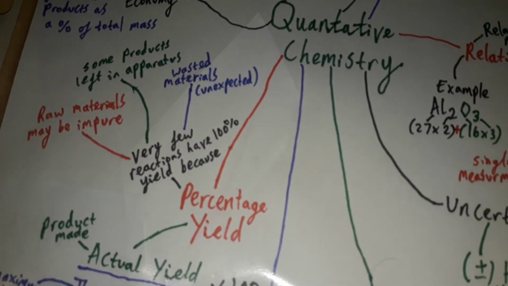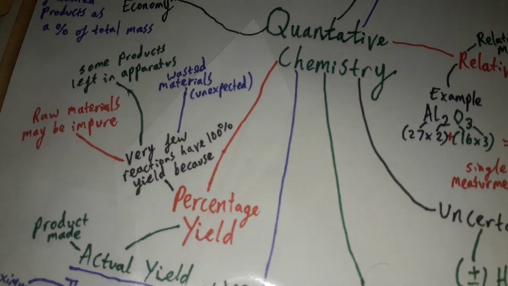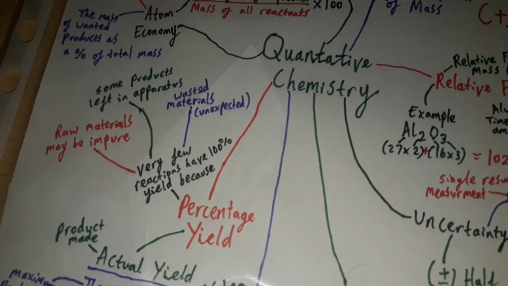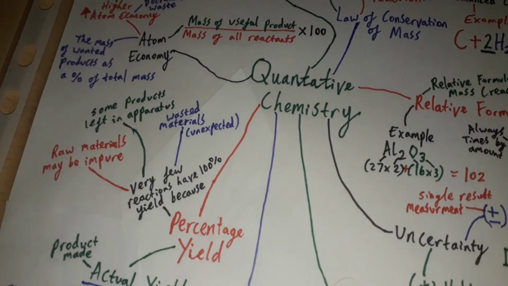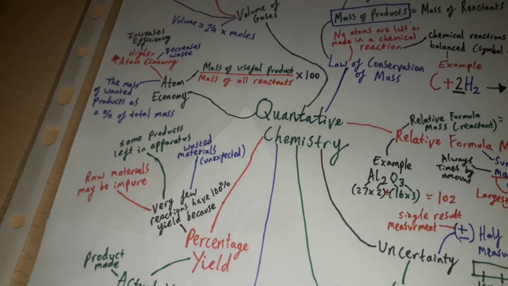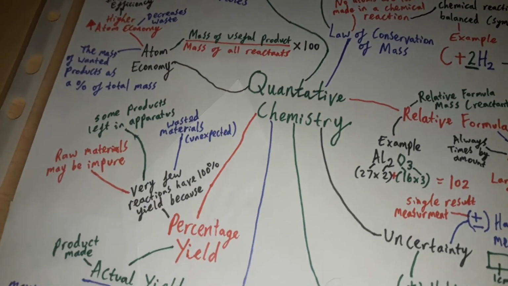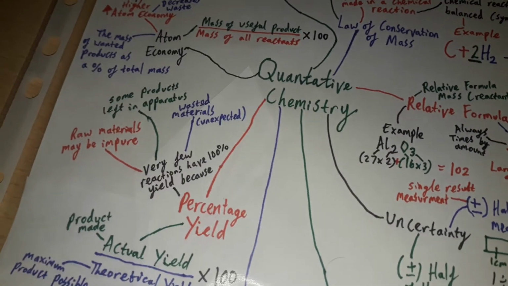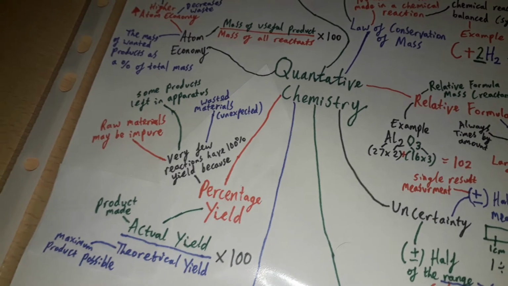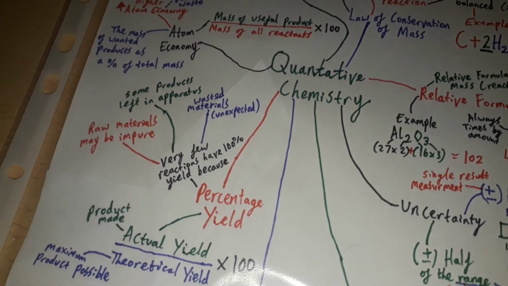Very few reactions have 100% yield because raw materials may be impure, which would lead to a smaller amount. Some products may be left in the apparatus, which would lead to a smaller amount. Wasted materials that are unexpected may be there and change things up from what we were expecting in the first place.